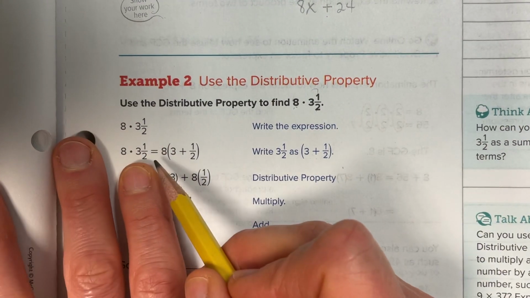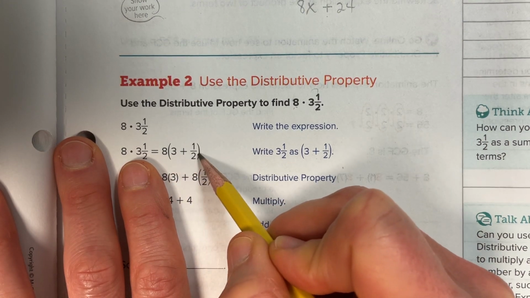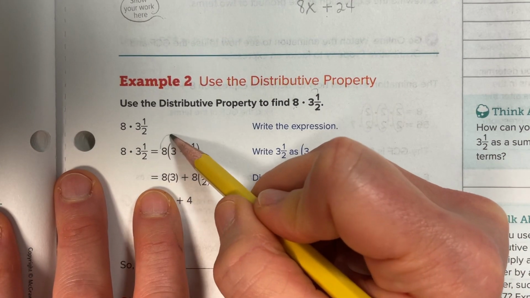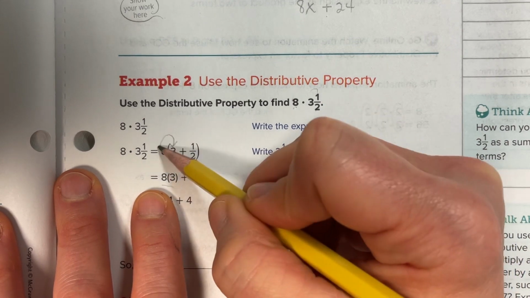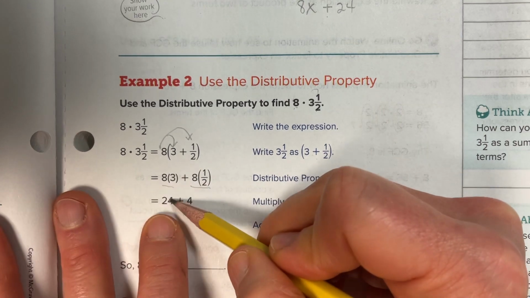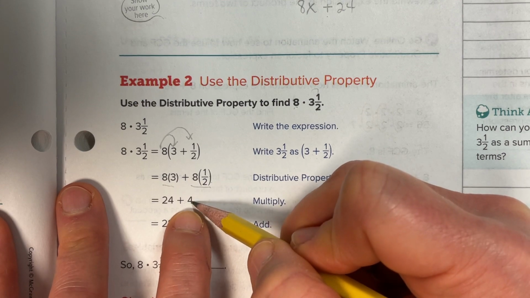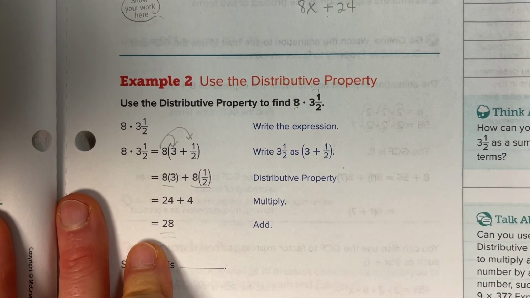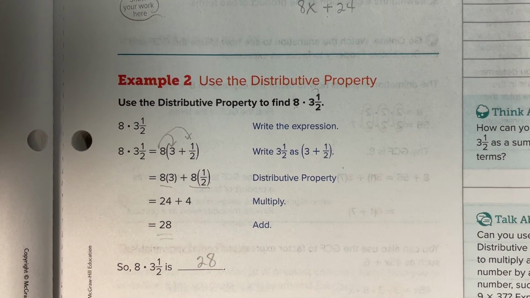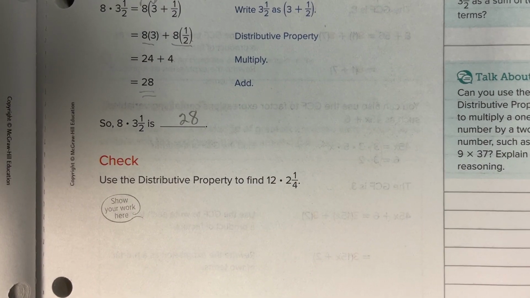Notice down here, they separate the 3 from the half and say it's 3 plus a half, which is 3.5. So you can see this a little better. Then you say 8 times 3, they put that here, and 8 times a half. So you can put this here. 8 times 3 is 24. 8 times a half, or a half of 8, is 4. Put them together, the answer is 28. A really nice use of the distributive property. So I want you to try that. Look at the check at the bottom. Pause the video and then see what you can come up with.